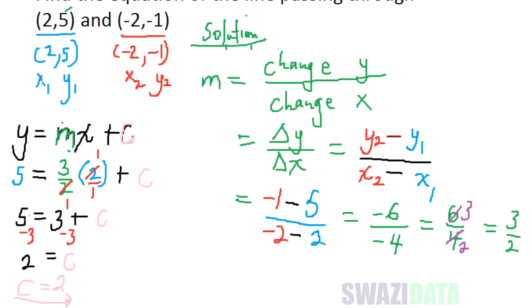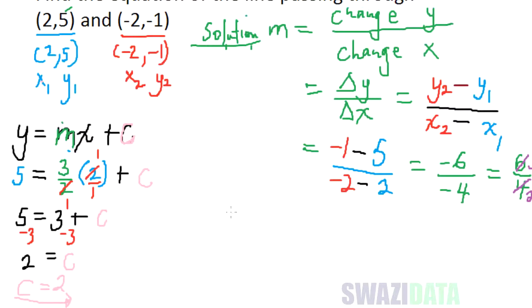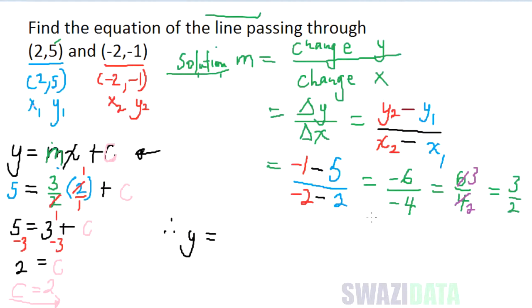So we have finished everything we needed. We needed m and we needed c. So the equation of the line, let me just shift this here. Therefore, the equation of the line is given as y is equal to our m, which we found as 3 over 2, so 3 over 2 x plus our c, which is 2.